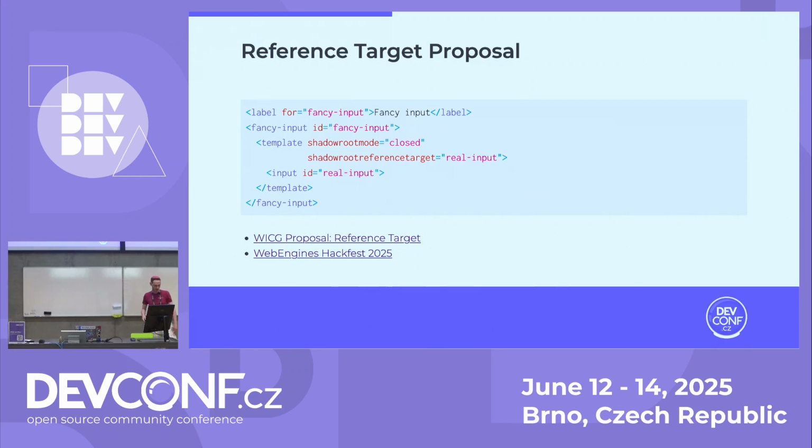Reference targets solve this by introducing a new attribute on shadow roots called shadowrootreferencetarget. By adding this attribute to the shadow root, you're saying, hey, anything that comes in from the outside and references my ID, actually forward that reference to this ID inside the shadow root. In other words, this fancy input element, for the purposes of accessibility and semantics, forwards down to this input here in the shadow root. An important part of the way this feature works is that it doesn't leak out your internal implementation.